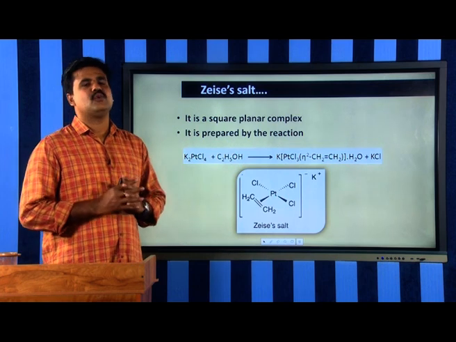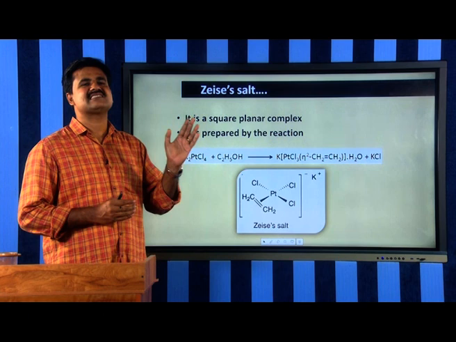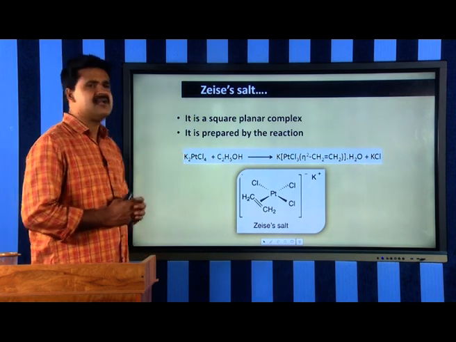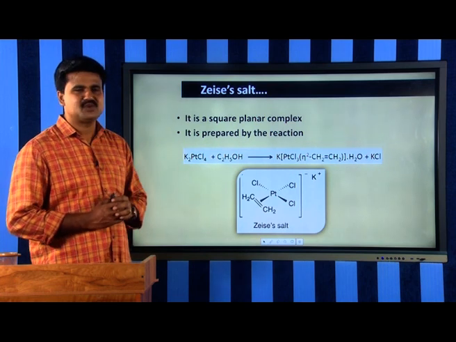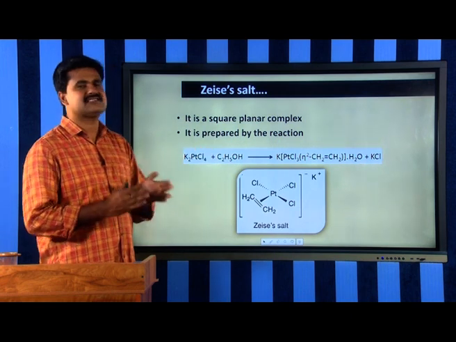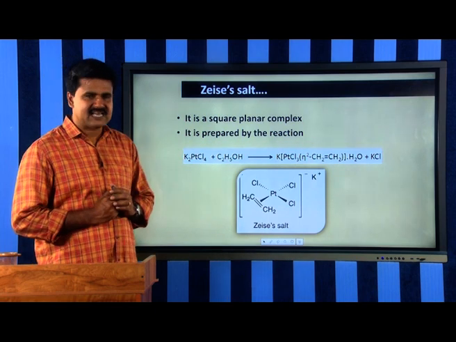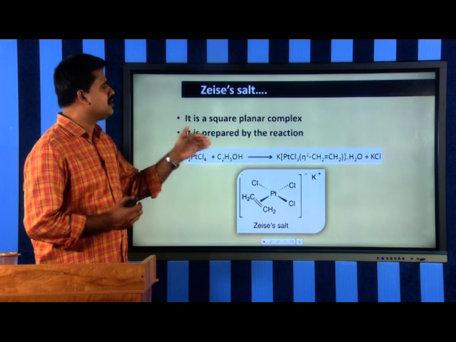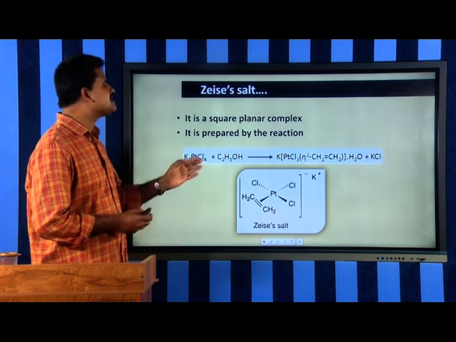Regarding the structure of Zeise's salt, we can observe that the molecule is a square planar complex. It is prepared by a simple reaction of K2PtCl4, that is potassium tetrachloroplatinate(II), with ethyl alcohol, and we get Zeise's salt as its monohydrate. We can see one water is present in the crystal lattice, that is monohydrate, and the liberated side product is KCl. And this is the structure.